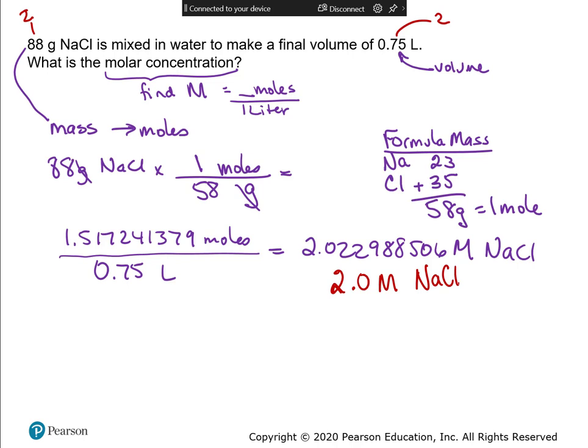So if you're trying to figure out a molar concentration and you're given a mass amount, convert grams to moles, and then just divide it by the volume. Make sure that you divide by the volume of your solution. Don't just divide by per liter. This is divided by 0.75. So it's sort of like a two-step thing: convert grams to moles and divide by your volume.